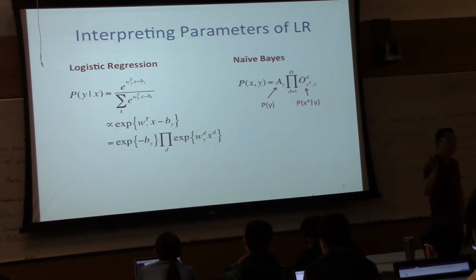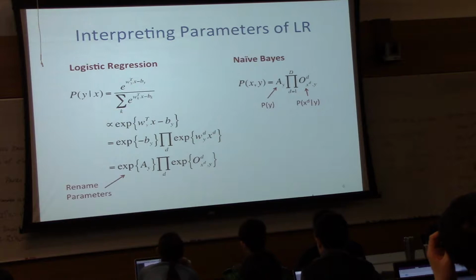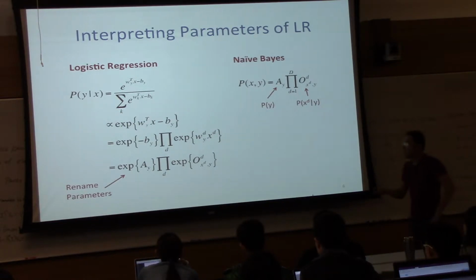So I could actually make it into a product of the individual terms, right? So I'm just rewriting this as, instead of an e to the sum, a product of the e to the terms, right? Okay, maybe I'll just rename the parameters, right? Maybe I'll rename this parameter A. I'll rename this parameter O.